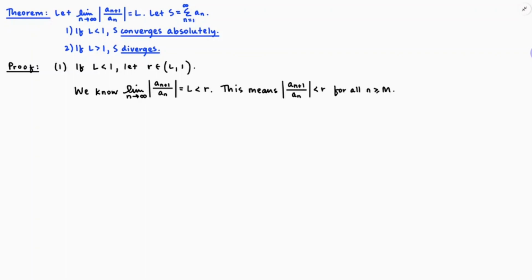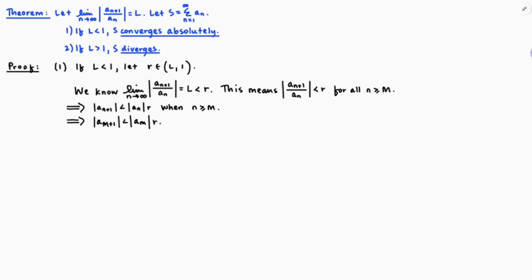And that means that for all n beyond some threshold, we will have that absolute value being less than R. As close to L as we want does mean that we're going to have to go underneath R. And that will mean that, if I was to just look at the ratio of the absolute values, and then multiply both sides by the absolute value of a sub n, I'd have the absolute value of a sub n plus 1 less than the absolute value of a sub n times R any time that n is beyond this capital M letter.